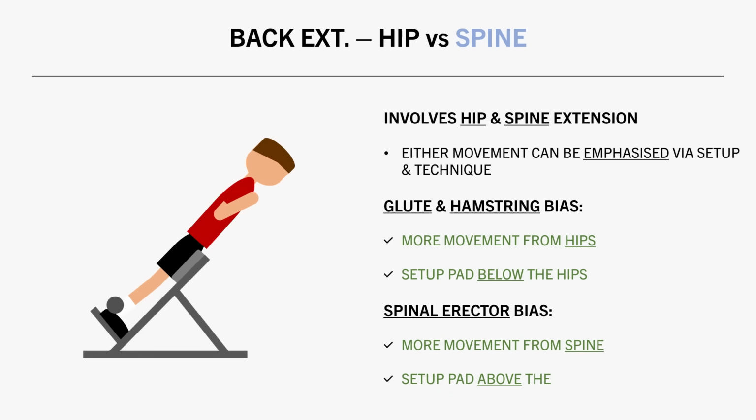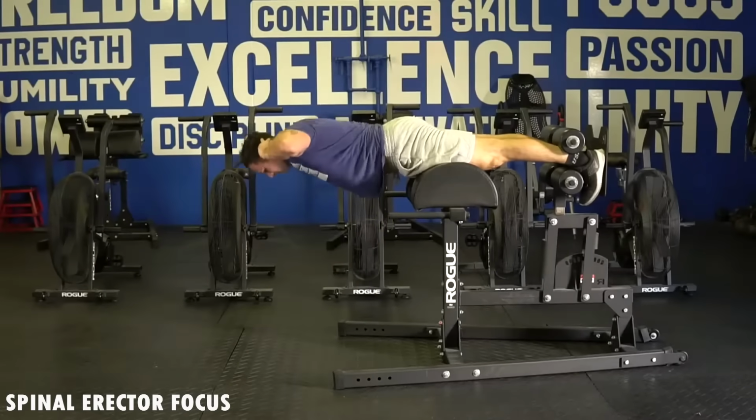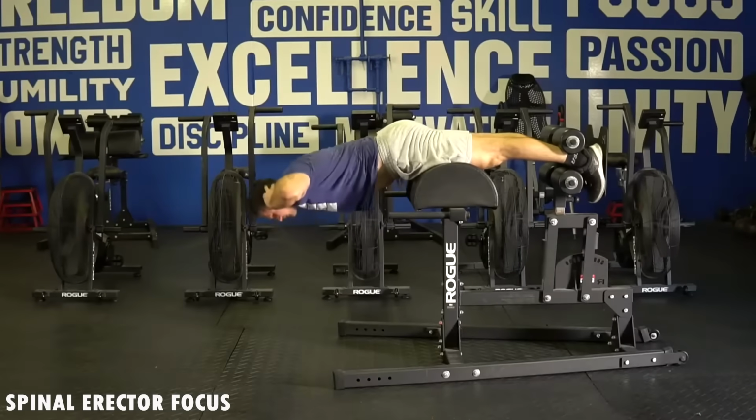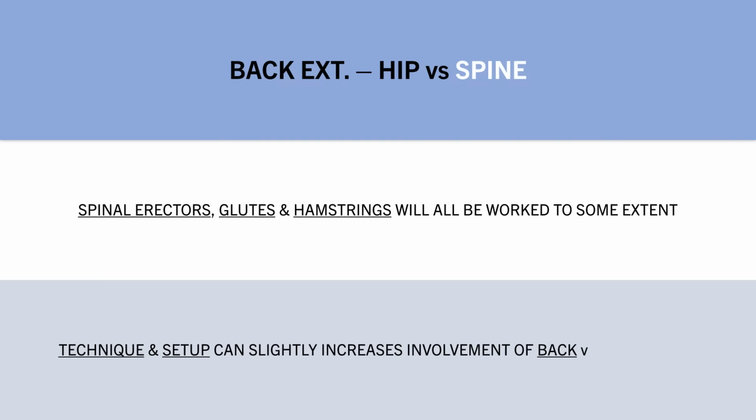To bias the spinal erectors, we want to set up the hip pad just above the hips so that they can't flex as much. In terms of technique, we want to let the back round as we go down, then actively extend as we come up. However it is performed, the spinal erectors, glutes, and hamstrings will all work to some degree. These setup and technique changes may just allow us to slightly emphasize which muscles are primarily targeted.